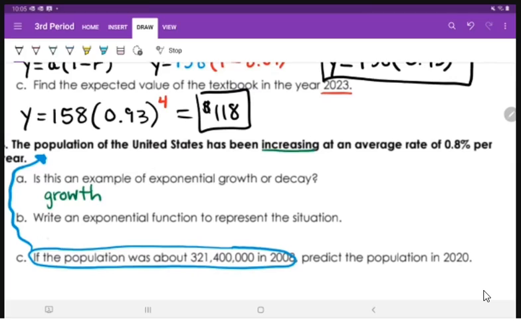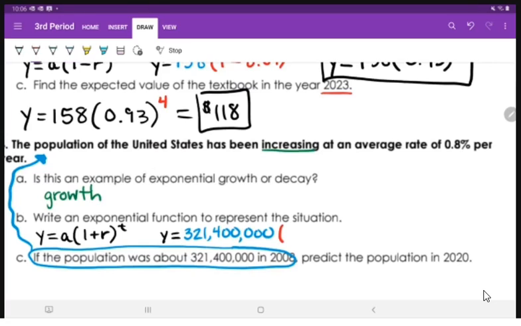Part B says write an exponential function. And we know since this is growth that we're going to be starting with the function that has a 1 plus r in it. So all we have to do now is figure out what a and r are equal to. Well, a is our starting amount, or in this case, it would be our starting population. Our starting population in the year 2008 is huge. Okay, it's 321,400,000. Yikes. Okay, so lots of zeros in that one.